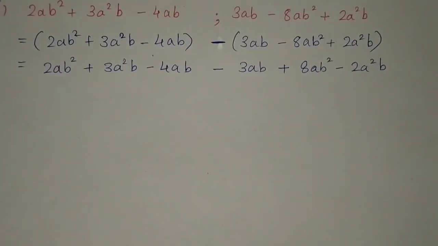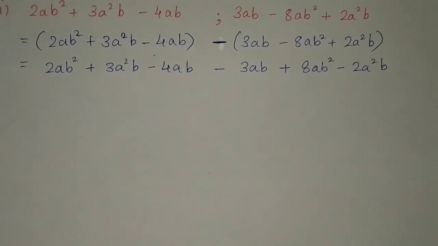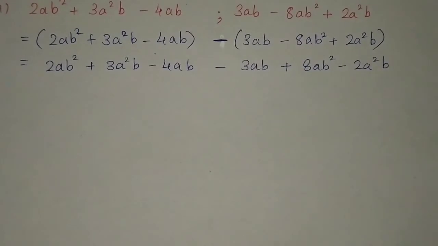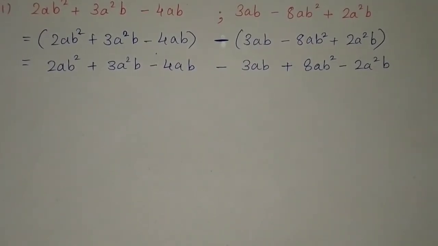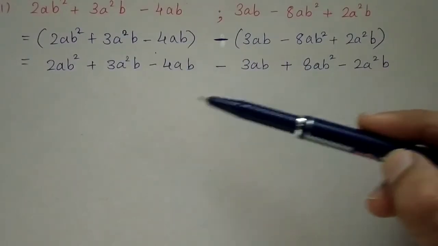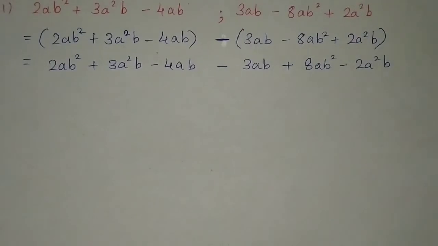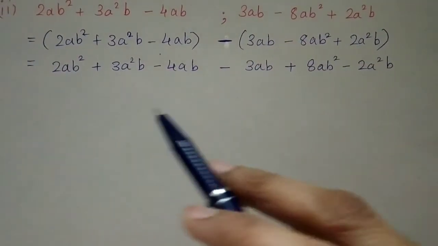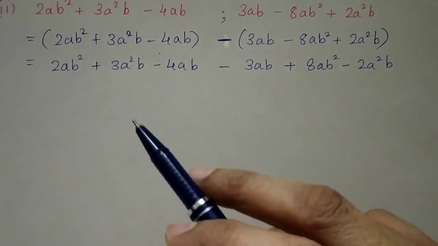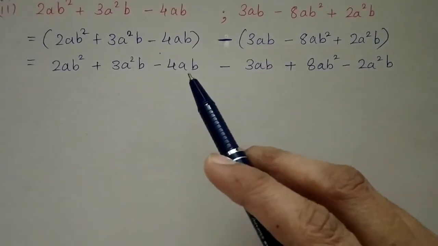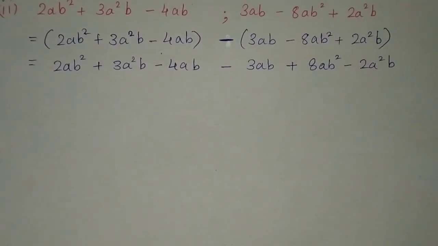We have ab square, a square b, ab. Okay, so we'll write all the like terms together. So let us write down a square b first, or you can write down ab square first, whatever is easy for you. If you want to write down ab square first, you can write like that. You can add, and at the end you can arrange it. So we'll write down ab square first. We'll write ab square here plus 8ab square together, then a square b and this a square b together, and then finally ab and ab. So let us write it.